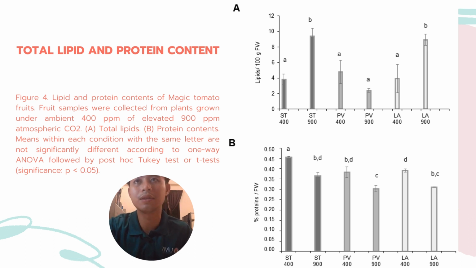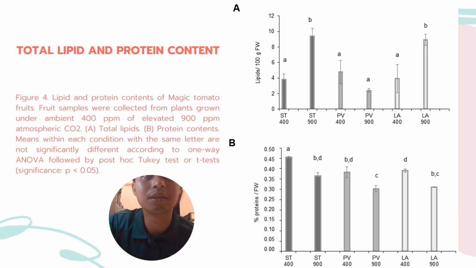The next graph is for total lipid and protein content. Lipid and protein contents of magic tomato were collected from plants grown under 400 ppm or elevated 900 ppm CO2 concentration. A is for total lipids and B is for protein contents.